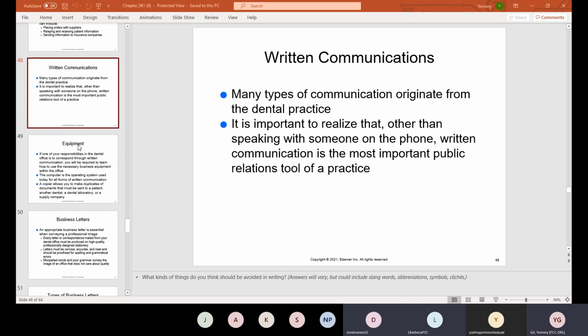Written communication. Many types of communication originate from the dental practice. It is important to realize that other than speaking with someone on the phone, written communication is the most important public relations tool of a practice.